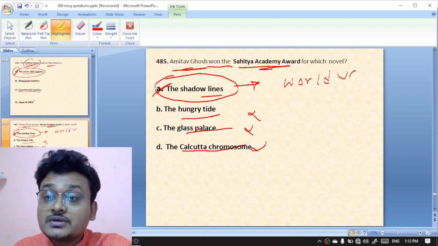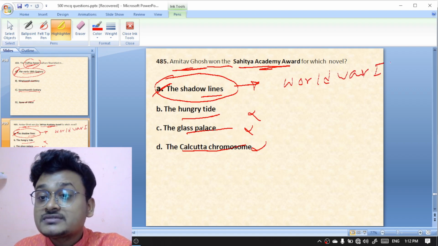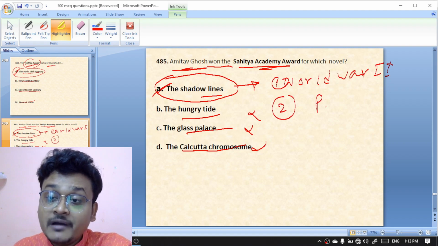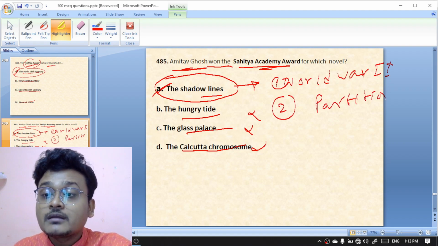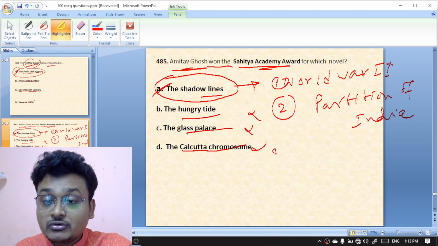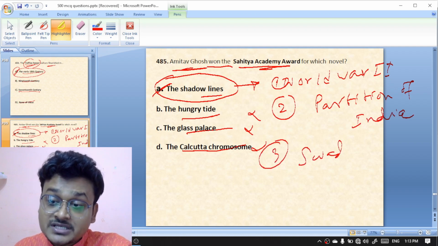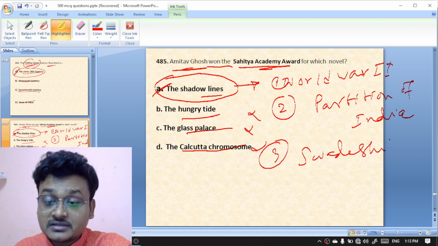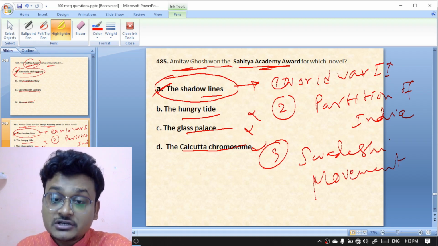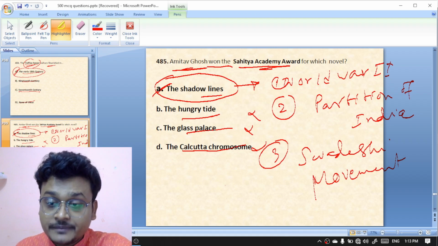World War II in the backdrop, and the second one is the partition of India. Then you have the Swadeshi movement. These are the three historical backdrops of this work. And another thing was the riots of Bengal, 1963.